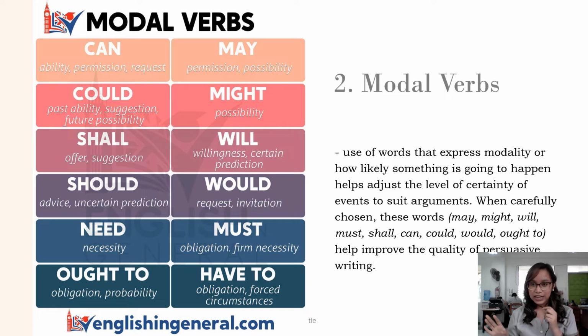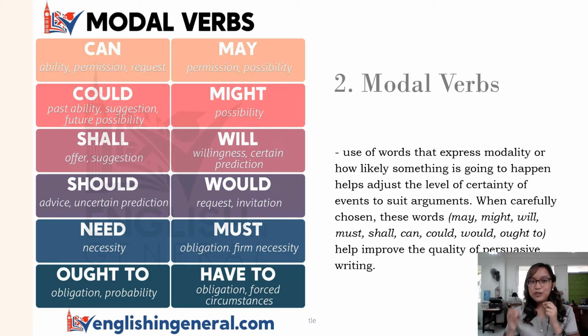They're all different. So, modal verbs help adjust the level of certainty of events to suit arguments. Halimbawa, the examples of modal verbs are can, may, could, might, shall, will, should, would, need, must, ought to, have to, might, yeah. So those are kinds of modal verbs.